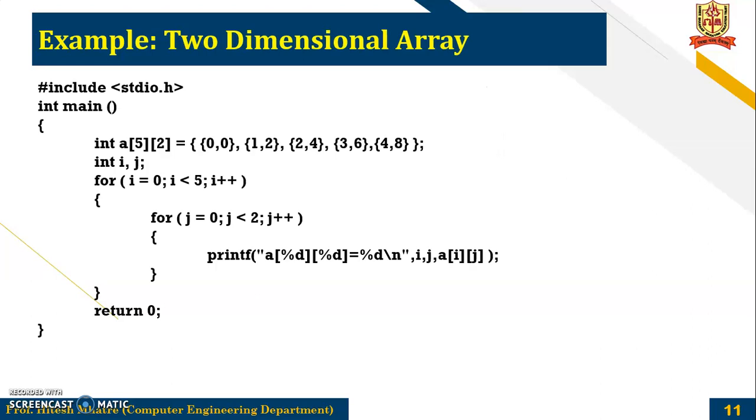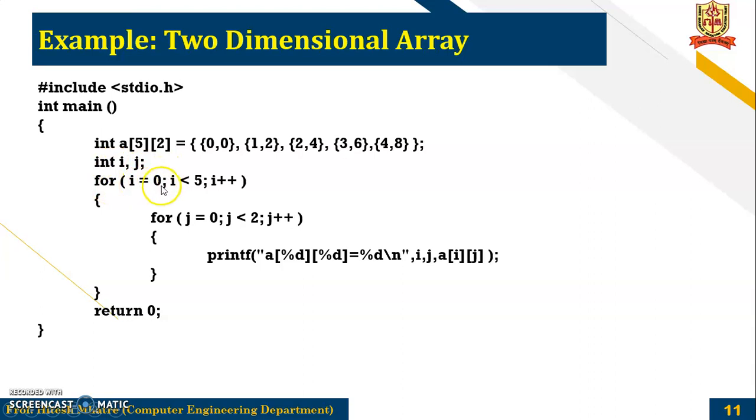Next, for the two-dimensional array, what I'm doing here is directly assigning the values, that is A of 5 comma 2, which indicates 5 rows and 2 columns. So we have 1 row, 2 row, 3 row, 4 row and 5 row. Since we have two values, x and y, that is rows and columns, we will require two loop variables, I and j.